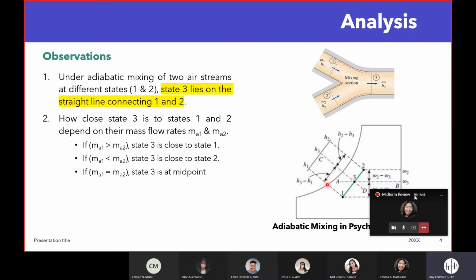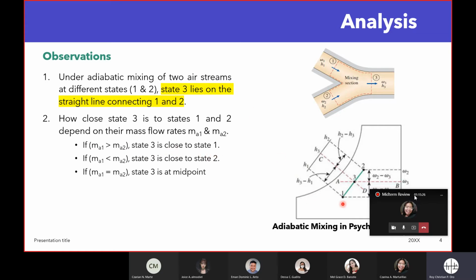And then if we take a look at it again, if state 3 is found anywhere within this line, how will we know if it's close to state 2 or close to state 1? The way to know is to know the mass flow rates of state 1 and state 2. How close state 3 is to states 1 and 2 depends on their mass flow rates, symbolized by m_a1 and m_a2. If the mass flow rate of state 1 is greater than that of state 2, then state 3 is close to state 1.